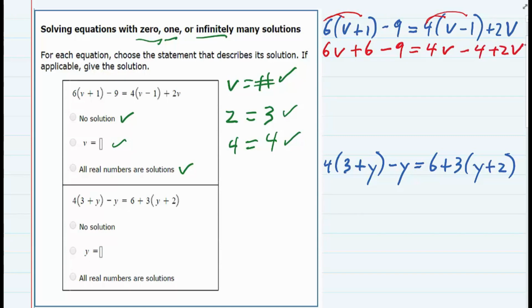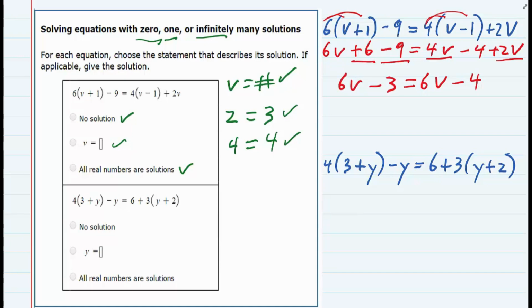So we've gotten rid of the parentheses, but before we move on, we should simplify this by combining like terms. Now, on the left, this plus 6 and minus 9, those are like terms, so I'm going to combine those together. I still have the 6v on the left, but the plus 6 and the minus 9 become minus 3. On the right-hand side, I have two like terms there as well, the 4v and the 2v. Even though they're not beside each other, they're on the same side of the equation, so we can add those together and get 6v minus 4. Just bringing down the minus 4.